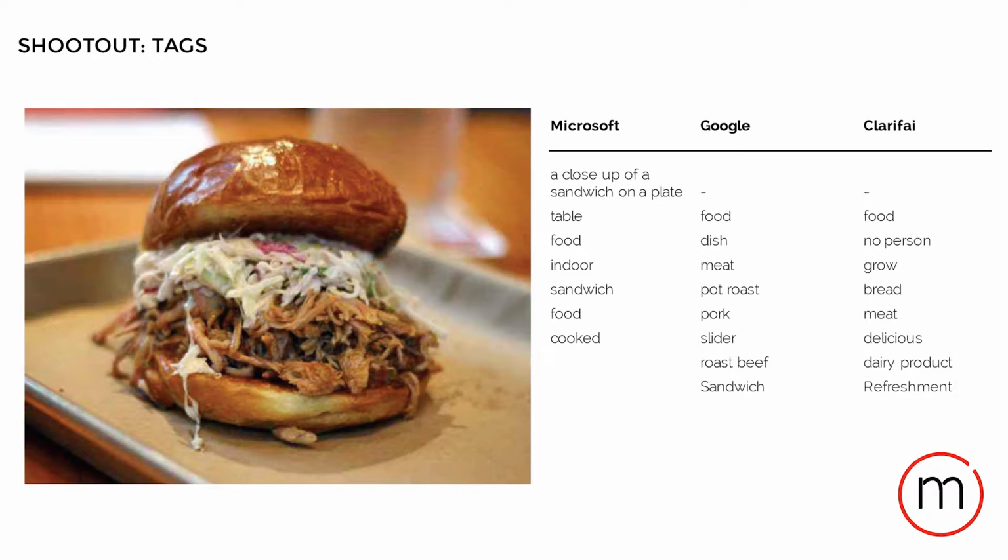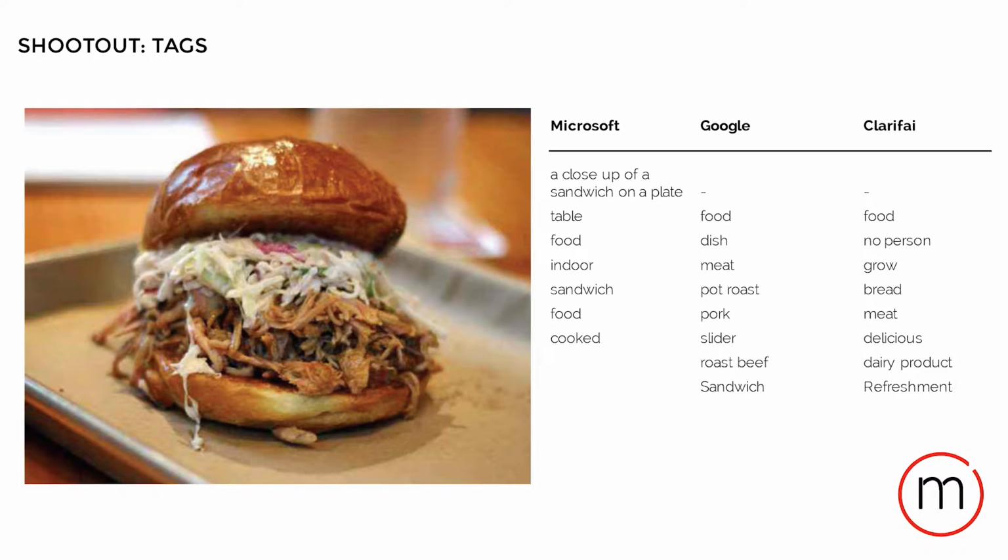If you look closely at the results, they're all off a little bit, and they all detect different things. Microsoft is the only one that actually has a sentence also. They try to guess what's on the image in one sentence, so they say a close-up of a sandwich on a plate, which is pretty accurate. Then they say it's table food, indoor sandwich, food a second time, and then it's cooked.